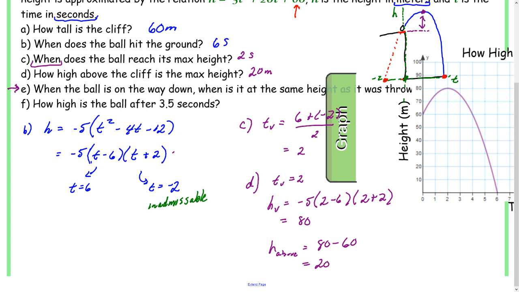Now for part E, it's asking when the ball is on its way down, when it is at the same height as when it was thrown. So here is its initial height, so it's thrown upwards. This is on its way down. So I want to know what this time is. Therefore, that's going to be at 4 seconds. So part E, I'll just write it here, is going to be at 4 seconds.